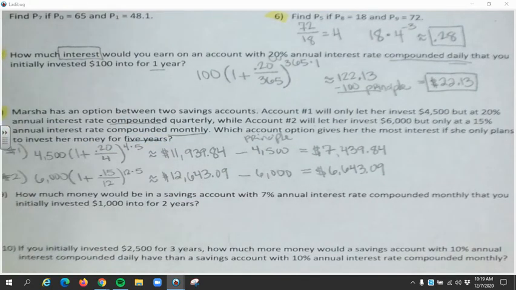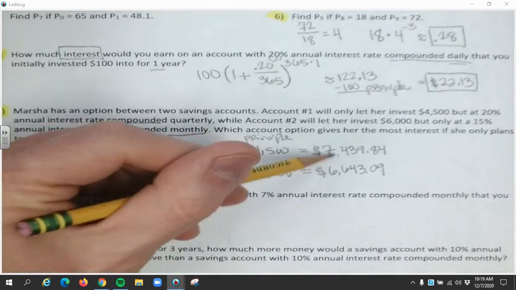So if she's looking at the one that gives her the best way to go, it would obviously be account number 1. Even though she invests less money, because of her higher interest rate she was able to make more money in the end. She made $7,000 versus $6,000, a difference of about $800 between those two numbers right there.